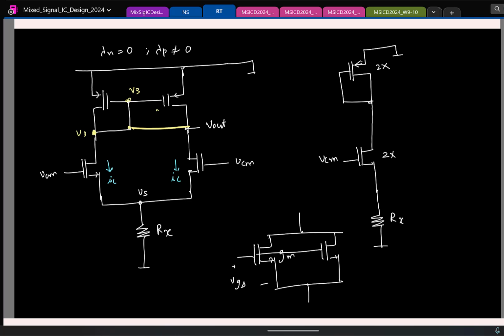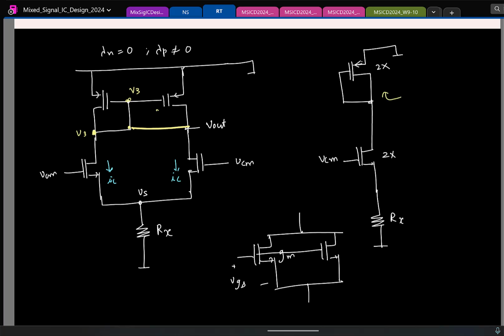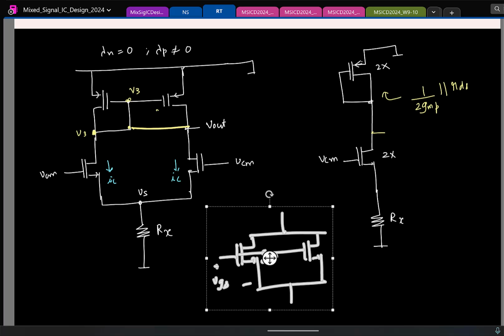So now tell me what is the looking-in impedance exactly? Hmm? 1 over 2 GMP, okay, something comes. Okay. Similarly, this has 2 times GM. So now can you directly tell me what is this voltage? Yeah, actually this is RDSP or something else.